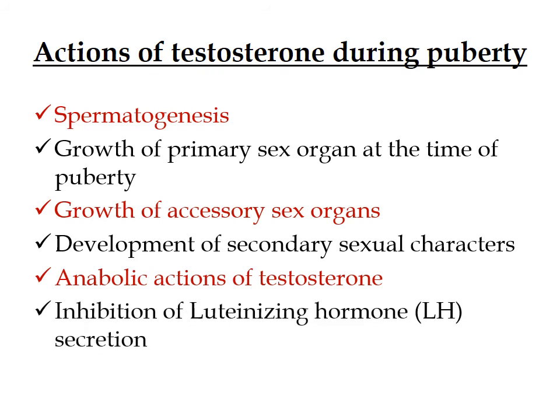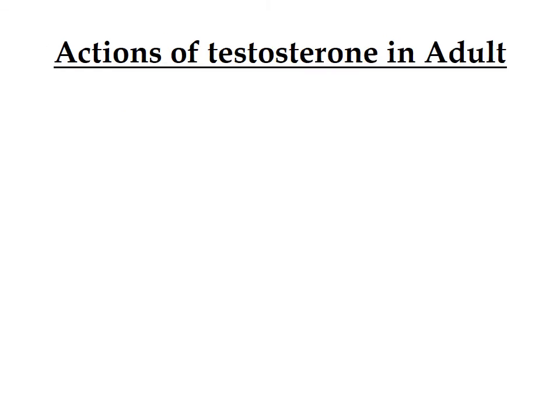Anabolic actions of testosterone. Testosterone also increases anabolic actions like an increase in muscle mass, etc., so it is considered to be an anabolic hormone. Inhibition of luteinizing hormone secretion: it is a kind of hormonal negative feedback which will be inhibiting the luteinizing hormone secretion from the anterior pituitary. So these are the functions of testosterone during puberty.